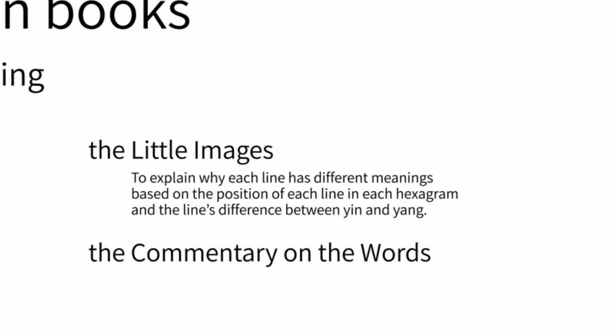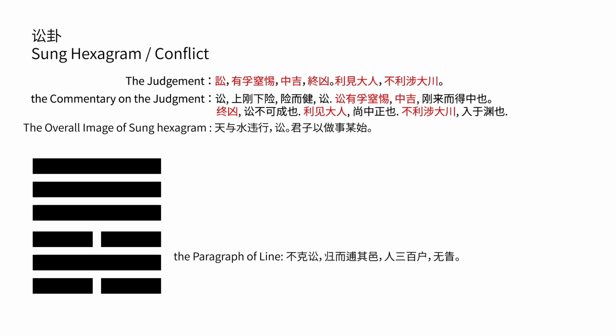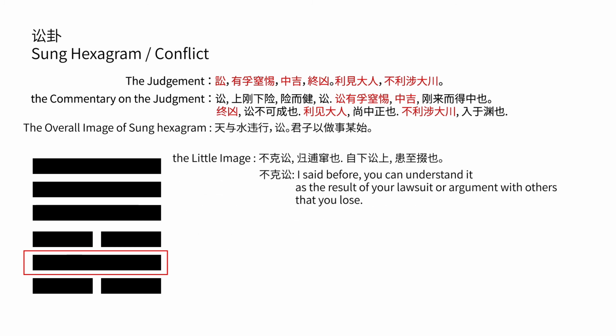This is to say, each line in the 64 hexagrams has a paragraph of the little images. For example, the little image of the second line of Song hexagram from bottom to top is 不克宋，归不篡也，自下宋上，患至多也。 不克宋, I said before, you can understand it as the result of your lawsuit or argument with others that you lose.